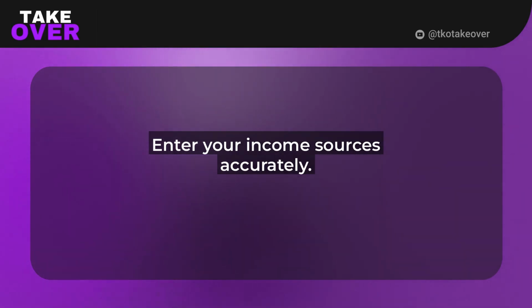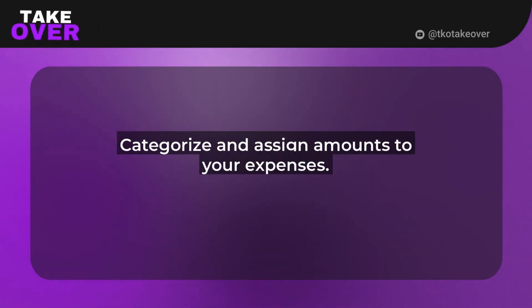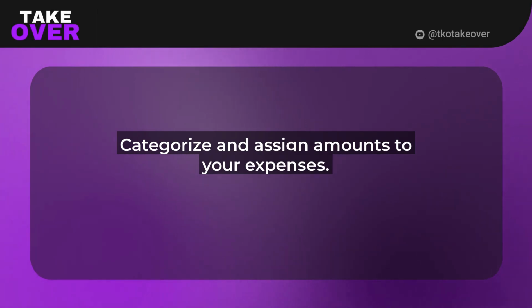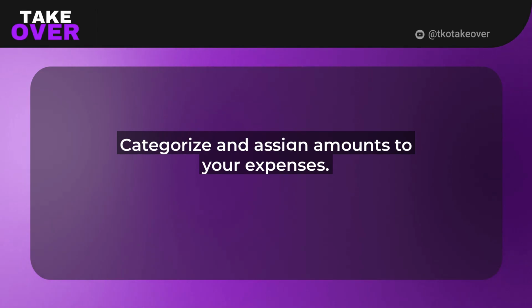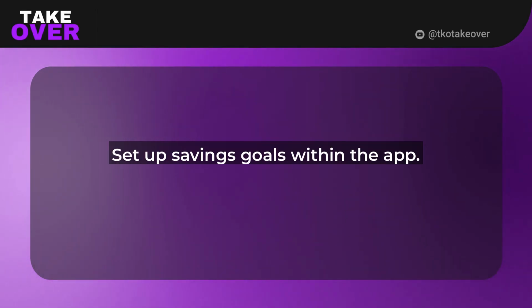Next, dive into your expenses. Monarch Money makes this a breeze by suggesting categories like groceries, rent, utilities, and entertainment. Go ahead and assign estimated amounts to each one based on your spending habits. The app even pulls in data from your linked bank accounts if you've connected them.